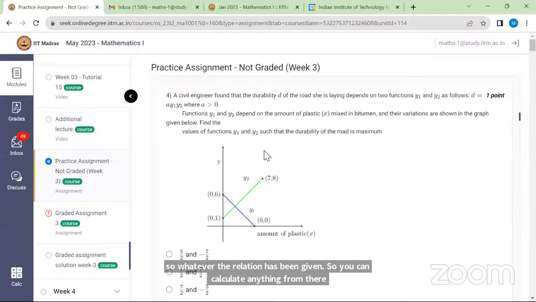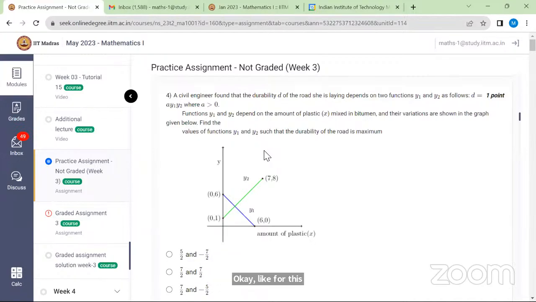Like for this example, the amount of plastic was given. y1 and y2 were dependent on the amount of plastic, and the durability was dependent on y1 and y2. y1 was some relation that depends on the plastic. And in the end, the durability was in the form of a quadratic equation, so that was also dependent on the amount of plastic, but in the form of quadratic, not linear.